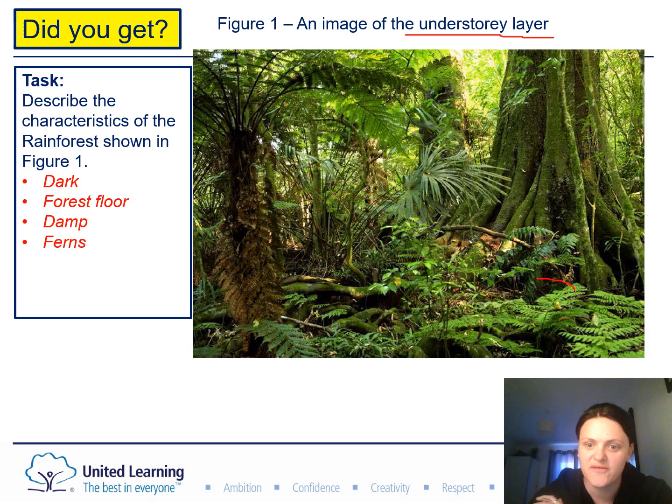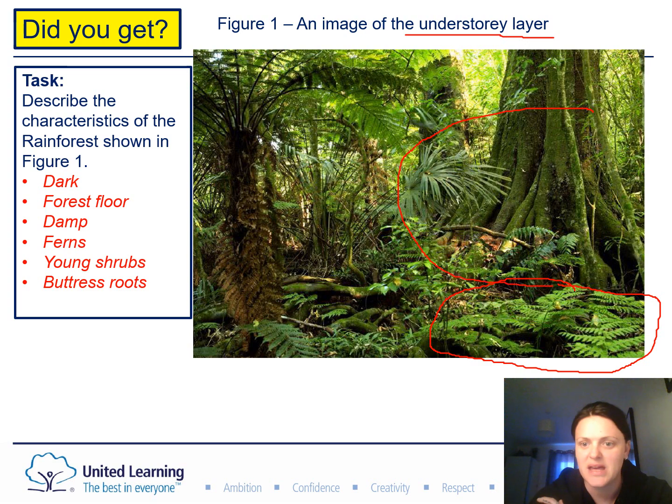And you can see here ferns. We looked at that in the previous lesson. These are the sort of shrub type vegetation you get there on the floor. Young shrubs again, so smaller bushes. Buttress roots. They're these big, wide sort of bases of trees to help them stand up, and it's dense.